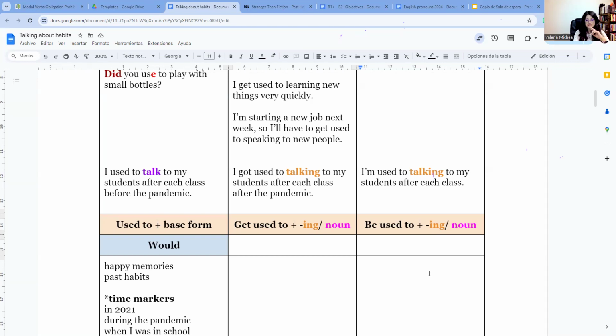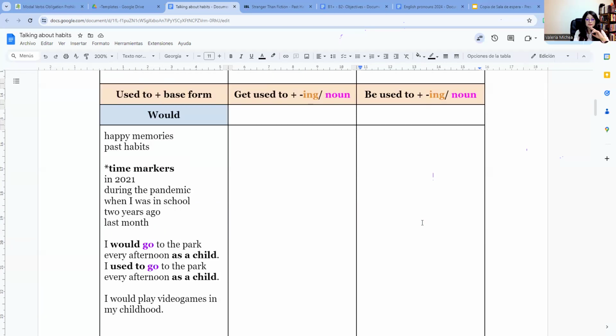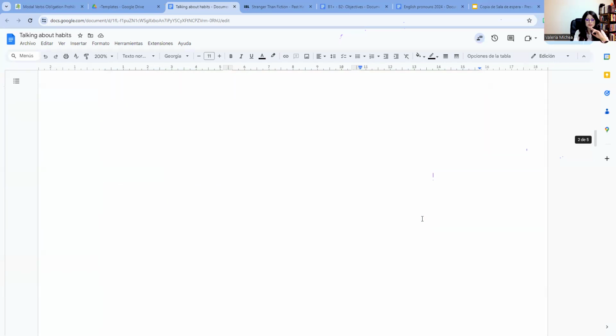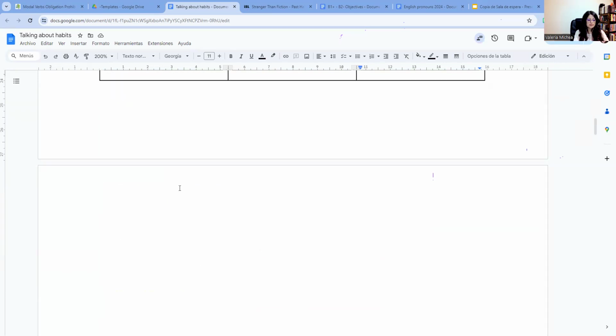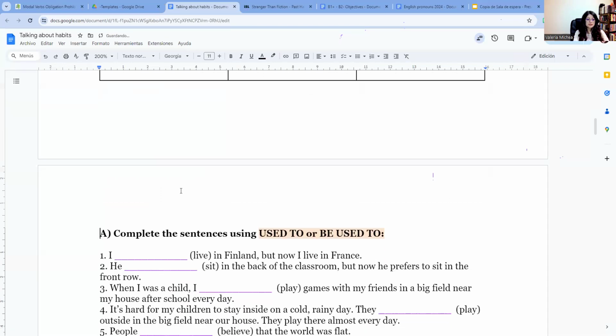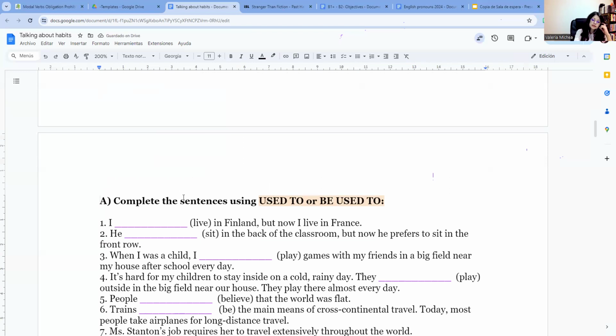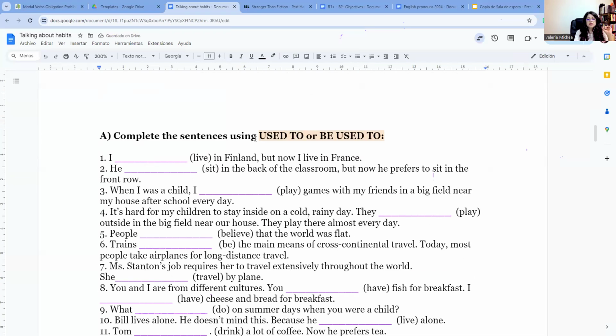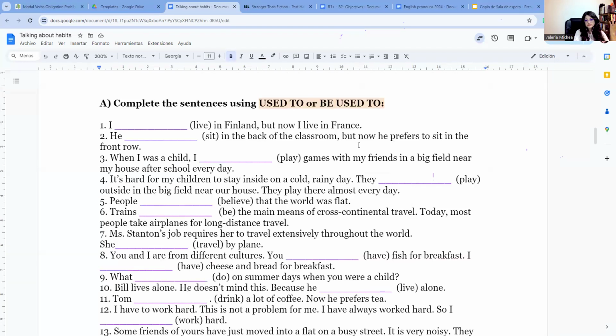Now we need to practice, which is always like the difficult part. And now we need to see if we are used to using this language. So let me bring up the exercises that I prepared. We're going to complete the exercises together like last time. Here I only have examples with used to or be used to, because I think those are the most confusing ones, but yeah, we are going to practice all of them after this.